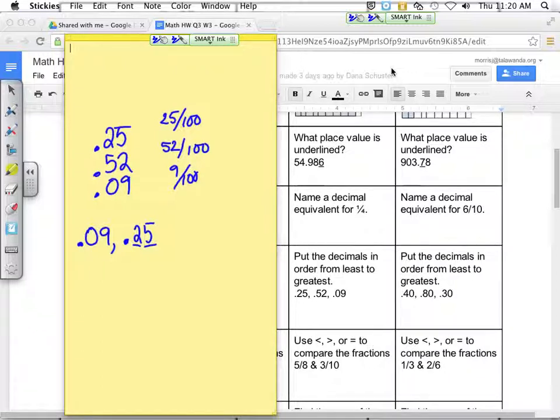And then the largest amount of money, Luke? Is 52 hundredths, or 52 cents. How many of you guys had that in order from least to greatest correctly? Good. Next one, let's clear the sticky and move on.